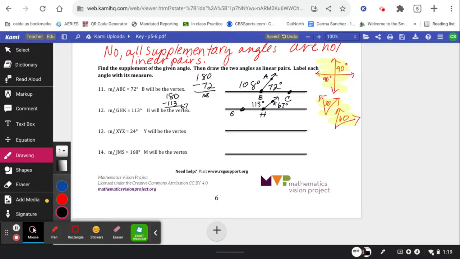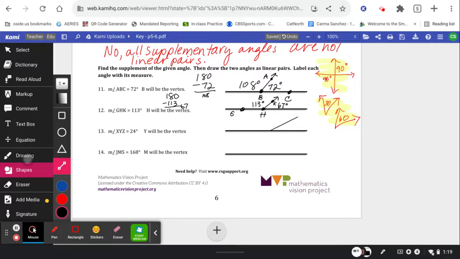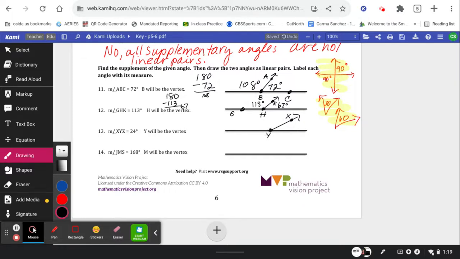Okay, next one. Measure of angle XYZ is equal to 24. X, Y, Z. That's equal to 24. And 180 minus 24. So the other side is going to be 156. Do you see how I'm drawing these skinnier or bigger based on the sizes? Okay, 168. Dang, that's a big angle.